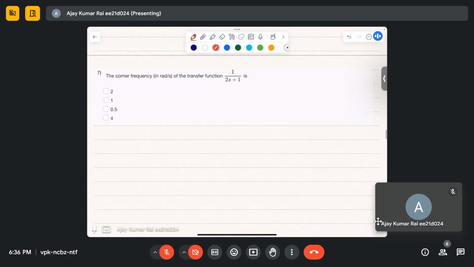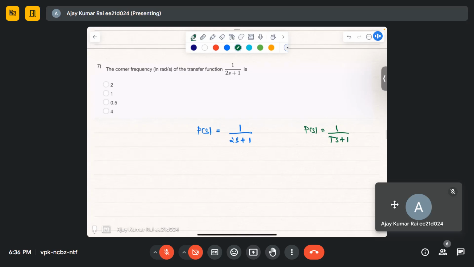I'll go to the next question. The corner frequency of the transfer function 2s plus 1. We have studied this general form, right? So I'm writing the general form, Ts plus 1. If you compare these two transfer functions, T is equal to 2. And from the theory part, if we recall, the corner frequency was at omega equal to 1 by T.